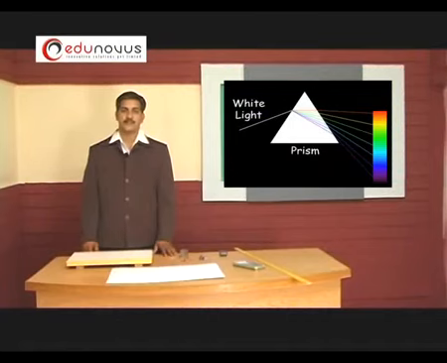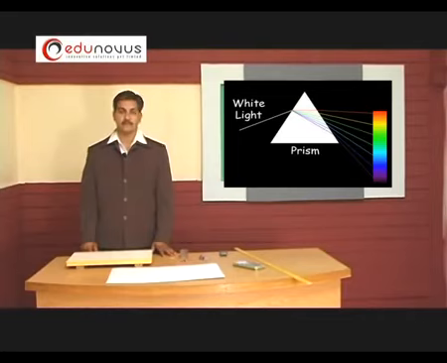Conclusion. Thus we conclude this experiment, refractive index of prism, after finding the refractive index of the material of the given prism as 1.532.